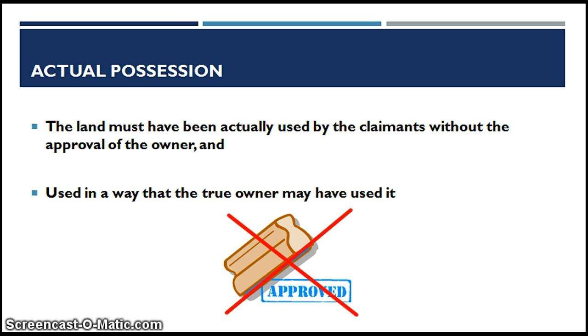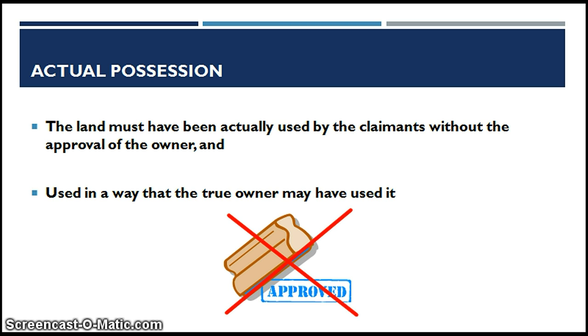So are we using it in a way that the true owner may have used it? Yes. Are we using it without approval of the owner? Yes. The owner has never told us we could or could not use the land, even though he knows we are using it. So have we met actual possession? Yes, we've met actual possession. What is the next thing that we have to meet?